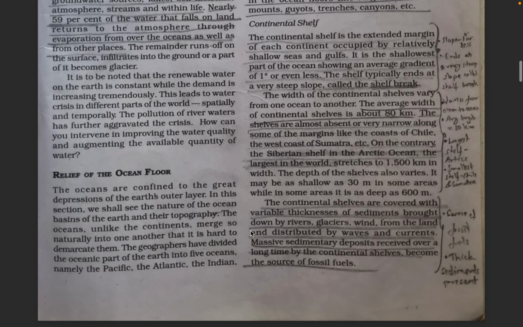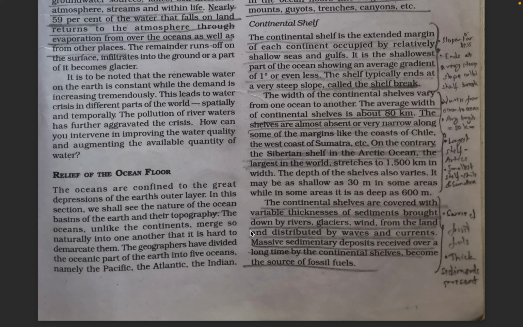Now, going to the continental shelf. The continental shelf is the extended margin of a continent occupied by relatively shallow seas and gulfs. It is the shallowest part of the ocean, showing an average gradient of 1 degree. So, what is the point to be taken from this? That the slope is 1 degree or less than that. It is the shallowest part of the ocean, and when we go from the beach into the ocean, this is the first thing that we encounter.